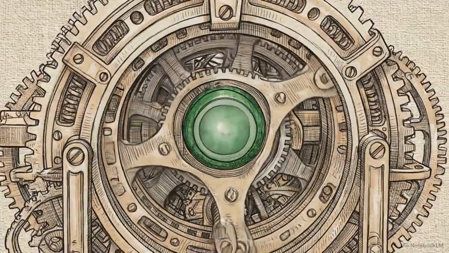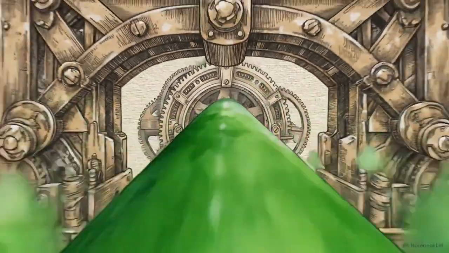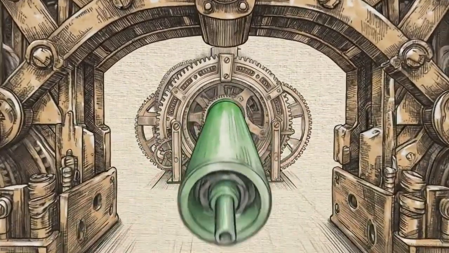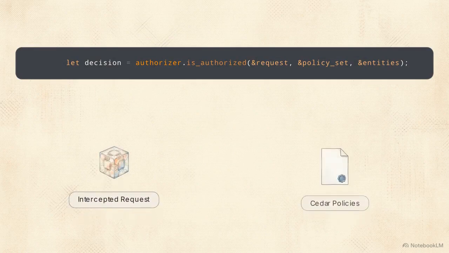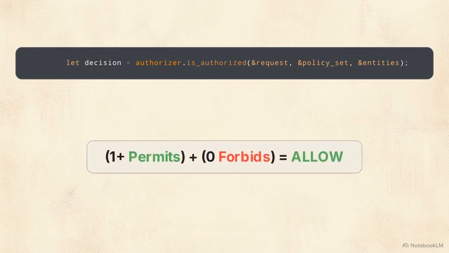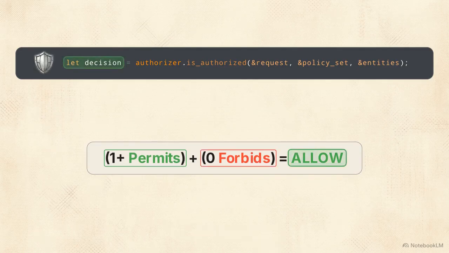The evaluation engine executing these rules is stateless, written in Rust, and optimized to return decisions with bounded latency. This Rust snippet shows inputs routing directly into the authorizer. Intercepted request details and the Cedar policy set pass simultaneously into the authorization function. The logic applies a mathematical rule. The action proceeds only if there's a matching permit and 0 forbid statements.